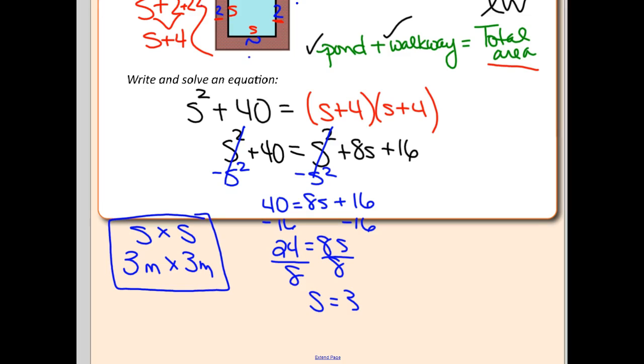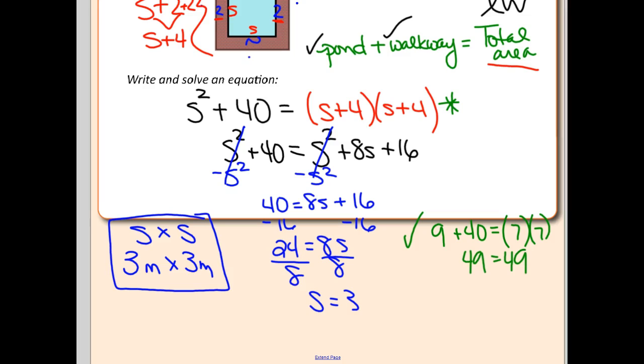All right, and somewhere in here, I need a check. So let's go ahead and look at it. Okay, I'm going to use our original equation. So if I plug in a 3, we've got 3 squared, which is 9, plus 40 equals, and we've got 3 plus 4 is 7 times 7. So we're going to get 49 equals 49, and it checks.